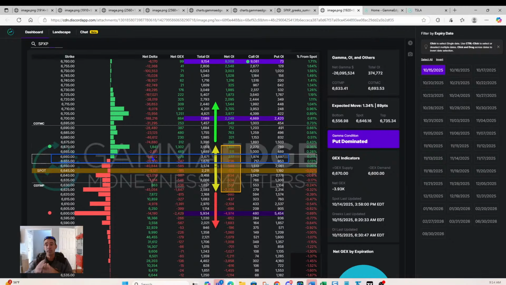Market makers and dealers have to hedge that positive delta. So the result is they are short those calls. Obviously, they would have to buy to hedge. This would most likely drive price to the upside.